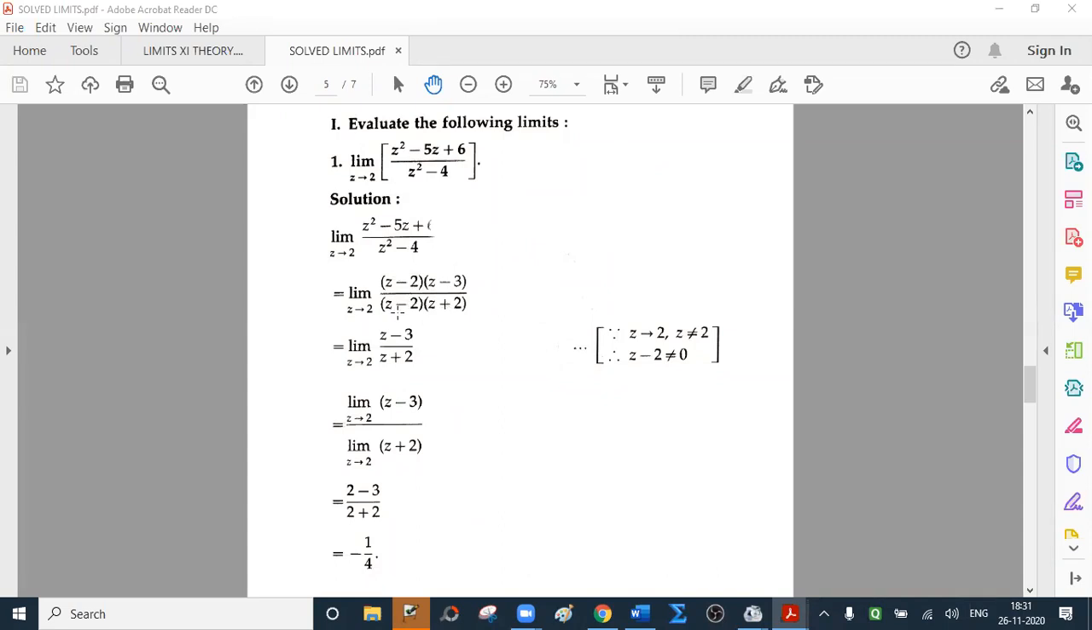Can I cancel z minus 2? I can, because z only tends to 2, not equal to 2. So z minus 2 is not equal to 0. Now on cancelling this, you have to mention the remaining terms. Now take the limit. In exam, you need not write this step, that limit of quotient is limit of numerator upon limit of denominator. After writing this, you can say evaluating the limit, means replacing every z by its limiting value, which is 2. So minus 1 upon 4 is the final answer.